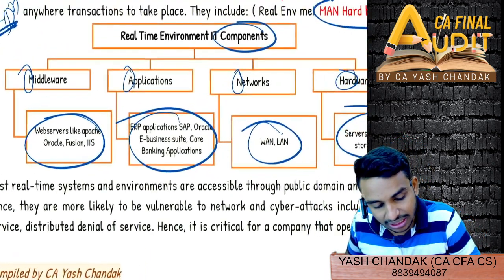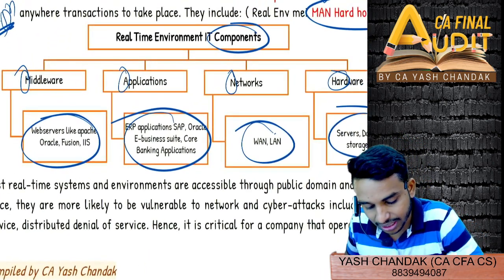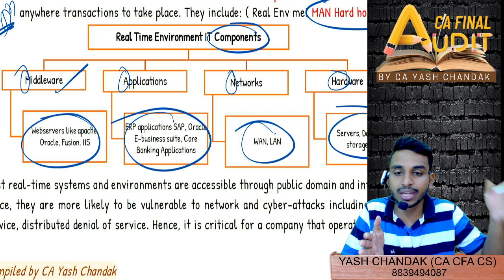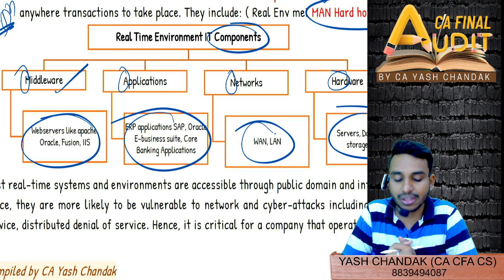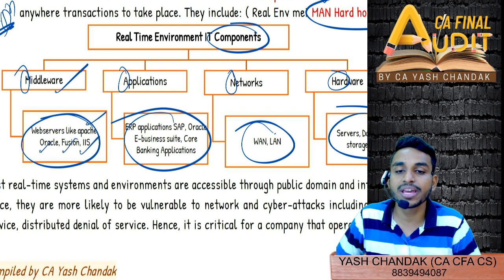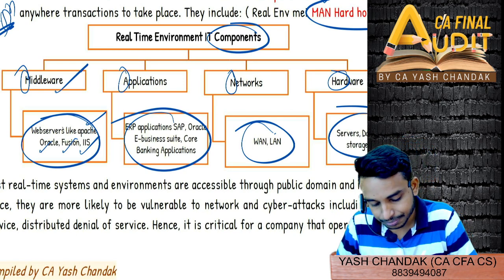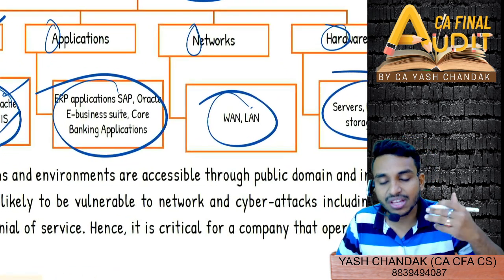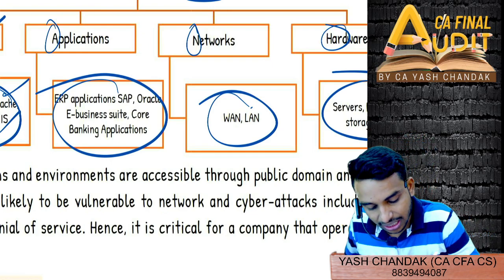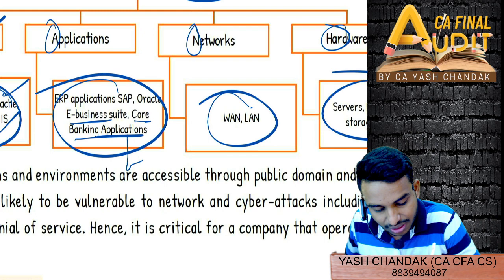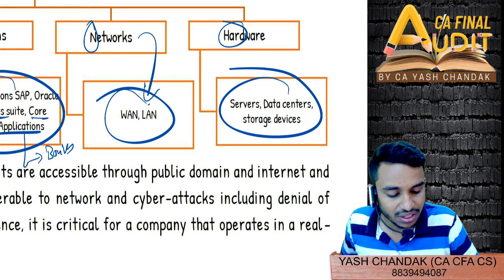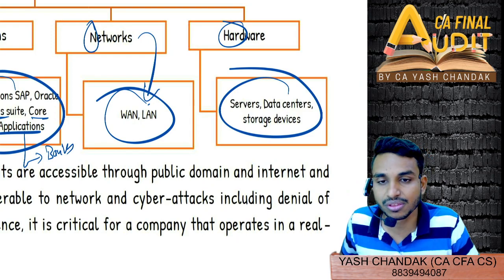We'll also see in depth what middleware consists of. Middleware is what lies between input and output. Middlewares are servers like Apache, Oracle Fusion, IIS. These are all web servers. Applications are what we just saw: ERP applications, accounting applications, SAP, Oracle E-Business Suite, core banking applications generally used in banks. Networks are WAN, LAN, and hardware is servers, data center, storage devices.